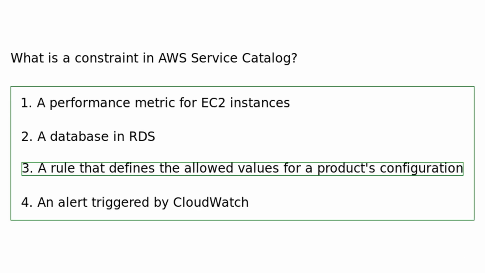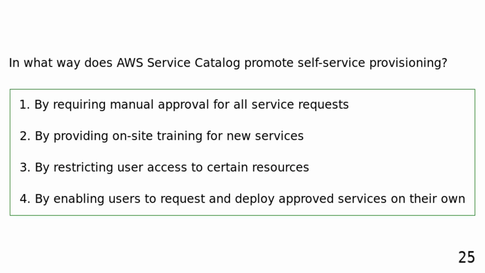A constraint in AWS Service Catalog is a rule that defines the allowed values for a product's configuration. In what way does AWS Service Catalog promote self-service provisioning? By requiring manual approval for all service requests. By providing on-site training for new services. By restricting user access to certain resources. By enabling users to request and deploy approved services on their own.